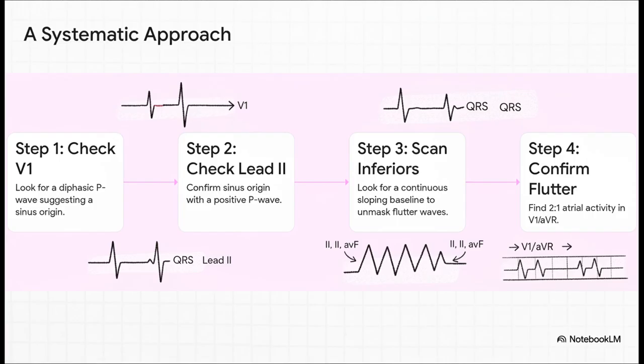Step 1, you check lead V1 for that diphasic P wave that suggests a sinus origin. Step 2, you confirm it with a completely positive P wave in lead 2. Now, if those sinus criteria aren't met or you're still suspicious, you move to step 3. You scrutinize those inferior leads, looking for the absence of an isoelectric baseline, the hallmark of flutter. And finally, step 4. You confirm suspected flutter by looking for that 2-to-1 activity in V1 or AVR. A structured approach like this makes sure nothing gets missed.